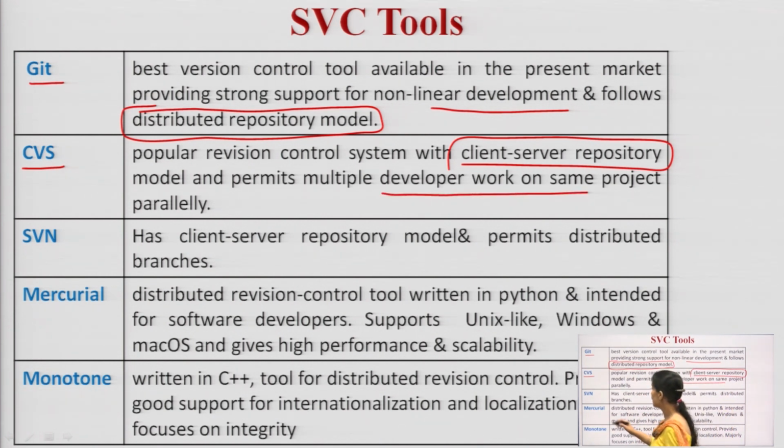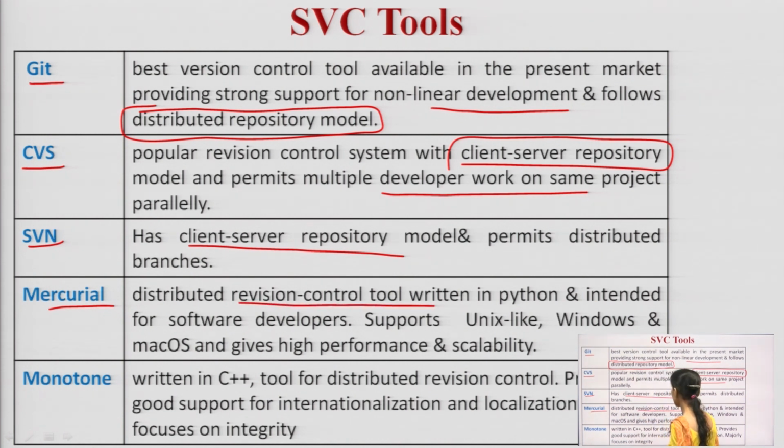Then the third kind of tool is SVN. It again has the client-server repository model, and it allows distributed branching. Then there is Mercurial. It is a distributed revision control tool, written in Python, and intended for software developers. It supports Unix, Windows and Mac OS, and it gives high performance and scalability. It is a very commonly used tool.